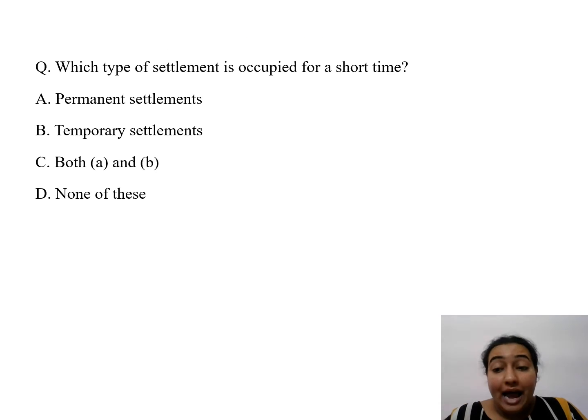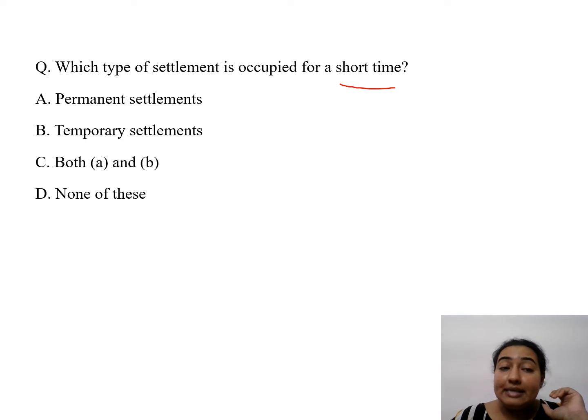Now, I have one question for you before we proceed further. Which type of settlement is occupied for a short time? Short time, keep in mind, keeping that time frame in mind, 3 months, 2 months, 5 months, 6 months. Is it permanent?